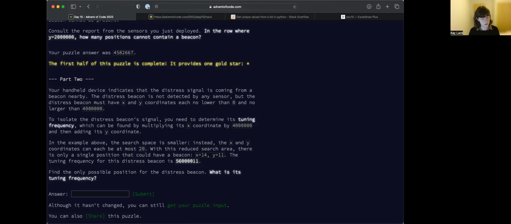and look for a range. Well, if there's only one, it's got to be the only one where there's two ranges, right? Or a range that spans less than 4 million, right? So the output's got to be less than 4 million. So we're looking for that, right? Probably.